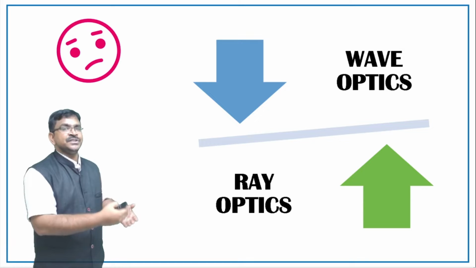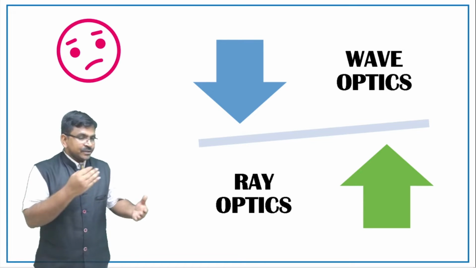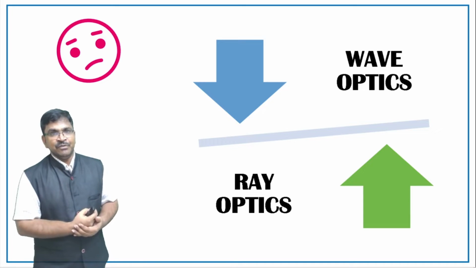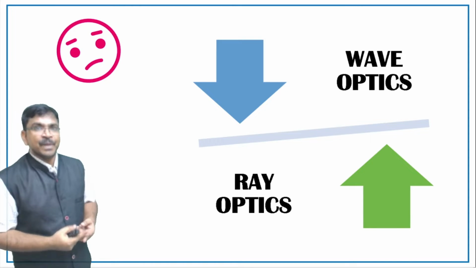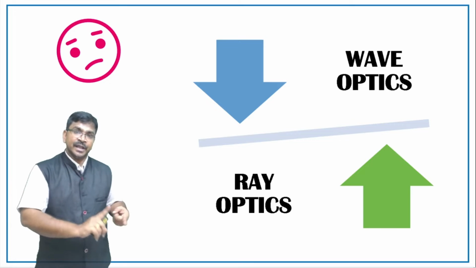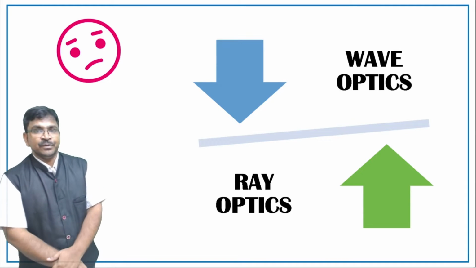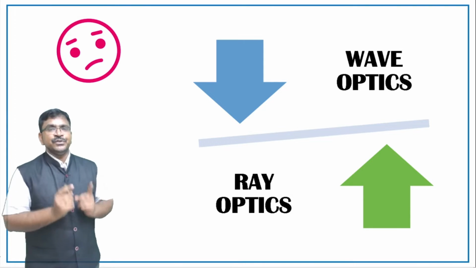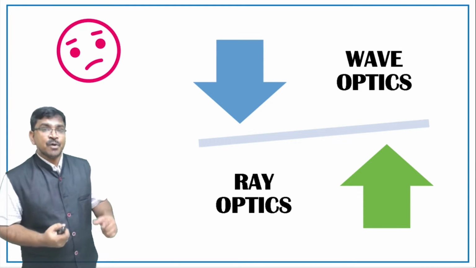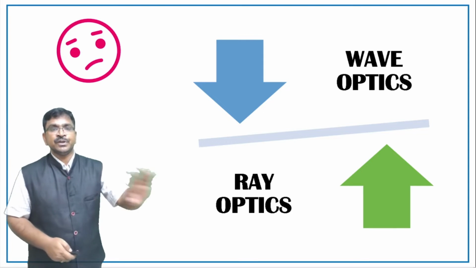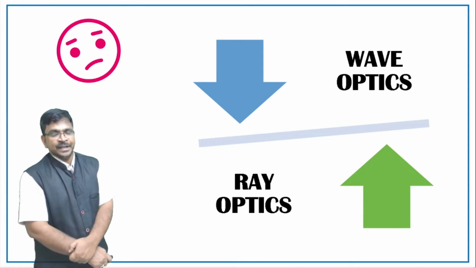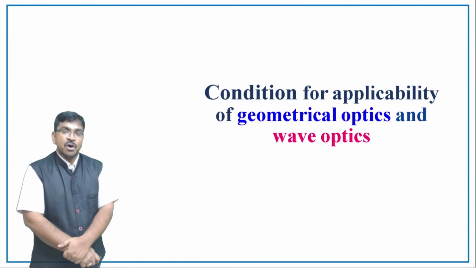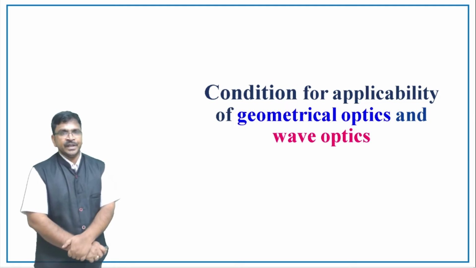Suppose I get a challenging problem in JEE. Should that problem be solved by ray optics or wave optics? Whether I should treat that problem by considering light as a particle or ray, or by considering light as a wave, this is a challenging job. So to eliminate the confusion among students about the application of ray optics or wave optics to a particular problem, we have a technique. Now we will see the condition for applicability of geometrical optics and wave optics.